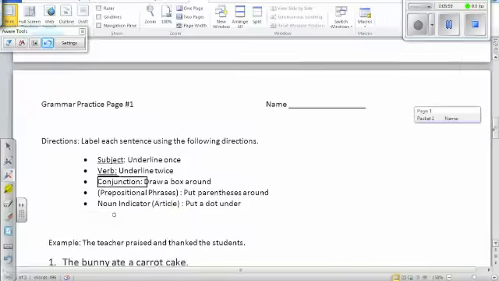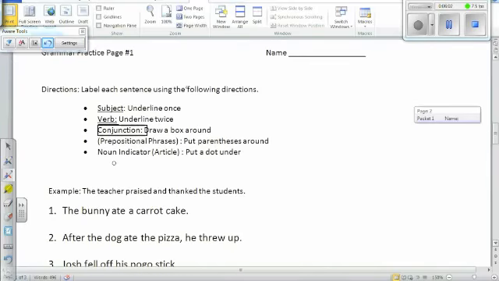Let's practice this a little bit. So you will see this. Label each sentence using the following directions. Subject, underline once, verb twice, conjunction has a box around it. For my class, we have already learned prepositional phrases and a noun indicator or article.